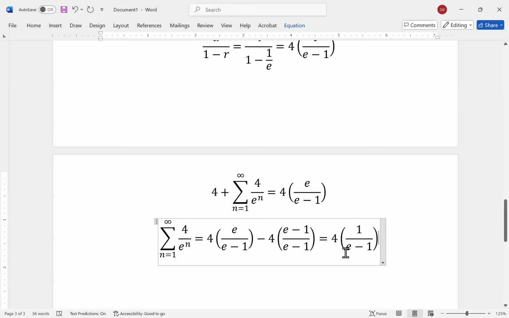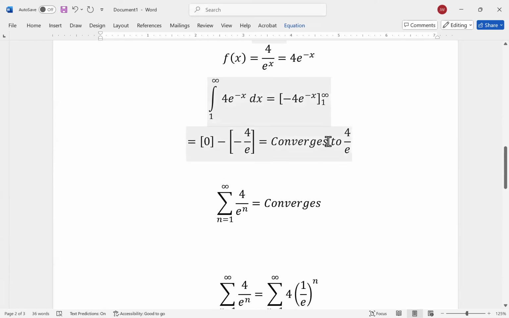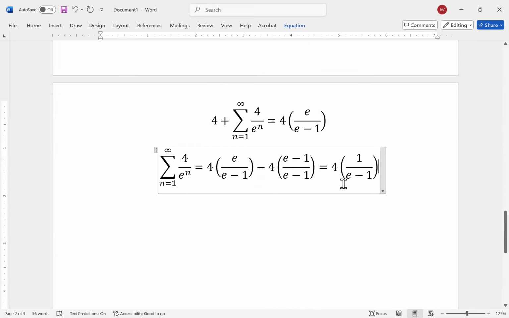Again, weird formula. But my point is to say it doesn't converge to the same thing. That's the whole point. That's why I wanted a geometric one, so that we can see that while the integral test tells me that the infinite series converges, that infinite series is not going to converge to the same thing. I got 4 times 1 over e minus 1 as the infinite series, but 4 over e as the integral. So that's all I wanted to say.